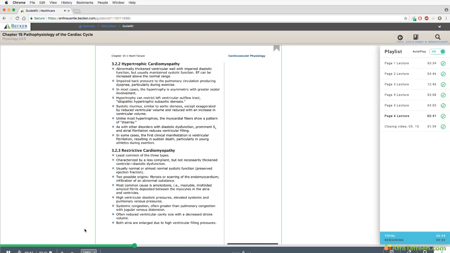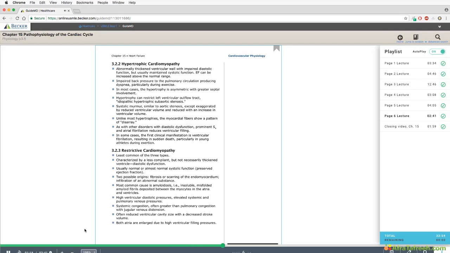In fact, this hypertrophy of the septum can restrict the left ventricular outflow tract, and in this case is referred to as idiopathic hypertrophic subaortic stenosis. And this inappropriate hypertrophy can cause a systolic murmur similar to aortic stenosis, except it's exaggerated by reduced ventricular volume and reduced with an increased ventricular volume, which is opposite to aortic stenosis.